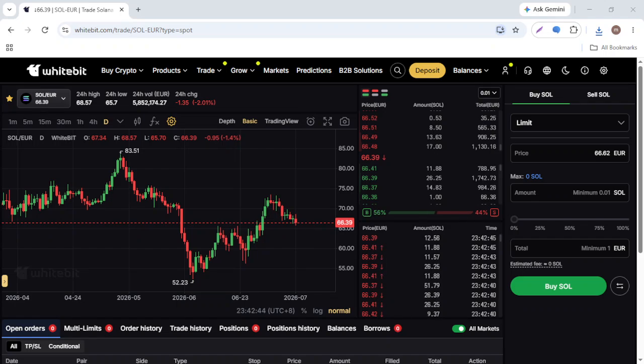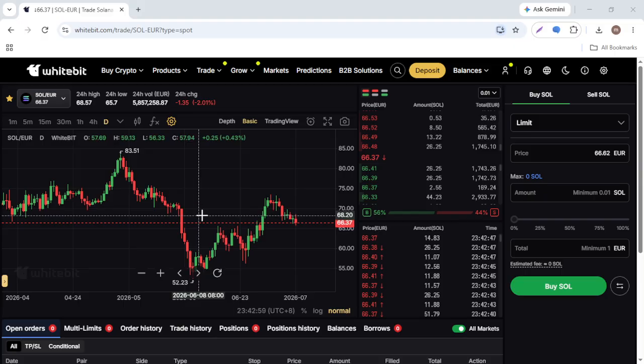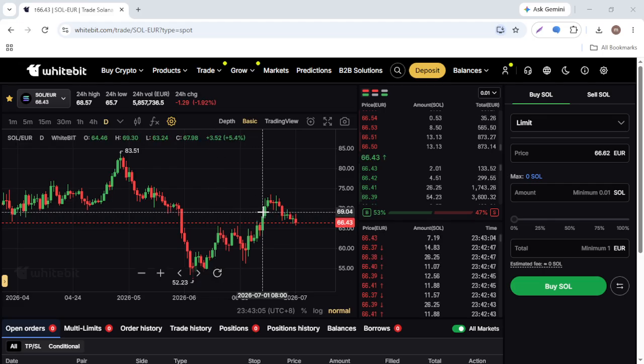In today's video, I will walk you through how to remove indicators on WhiteBIT charts. Technical indicators can be very helpful when analyzing the market, but there may be times when you want to remove one or more indicators to simplify your chart or switch to a different trading setup. Fortunately, WhiteBIT makes this process quick and easy through its TradingView charts.